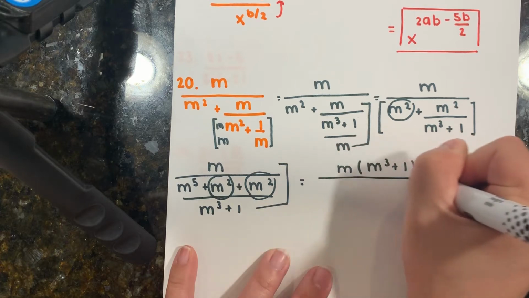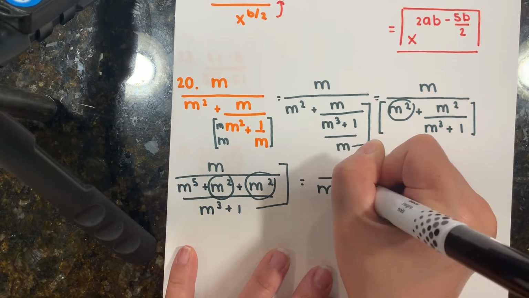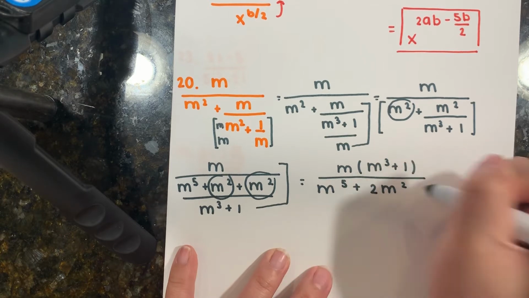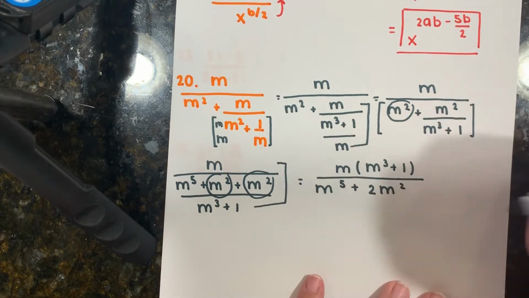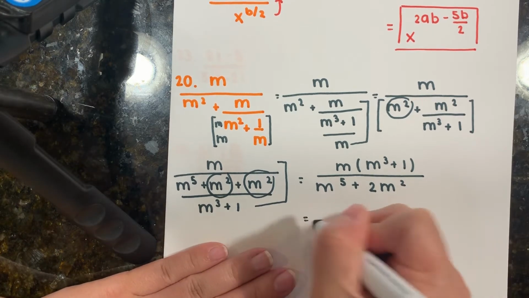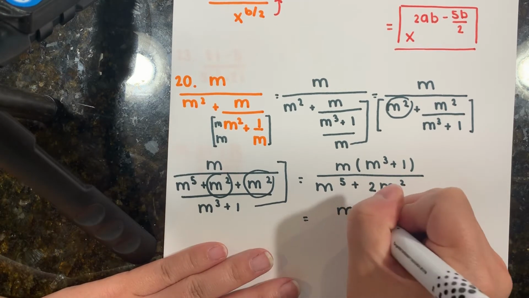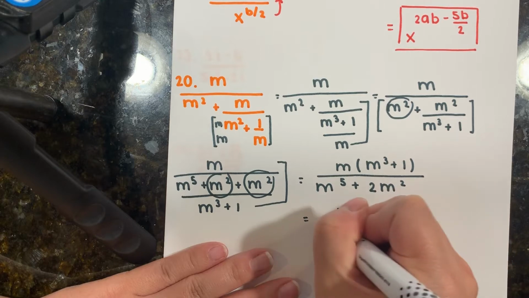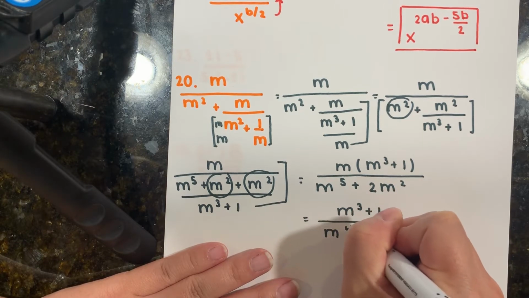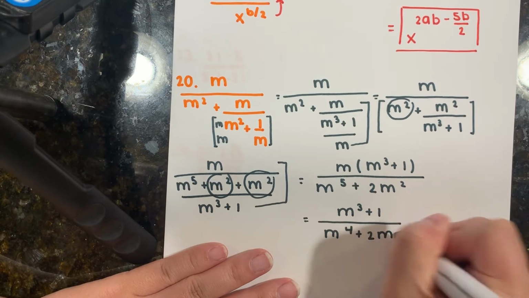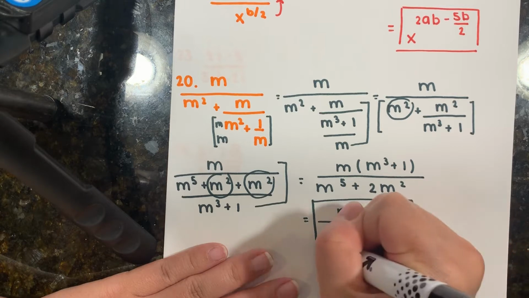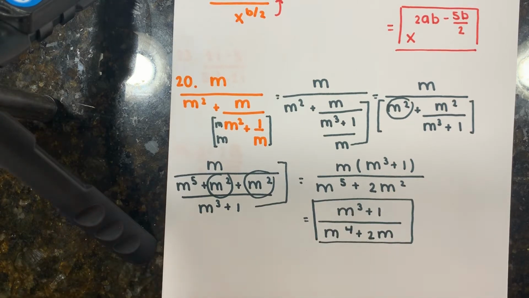over m to the 5th plus 2m squared. But notice that there's an m in every single term that we could actually simplify by. So that means my numerator would turn into just m cubed plus 1. My denominator would turn into m to the 4th plus 2m, and that would be my result. You can't go any simpler because of this plus 1 that's right there.